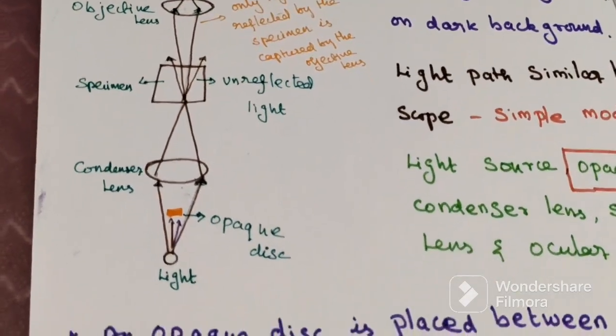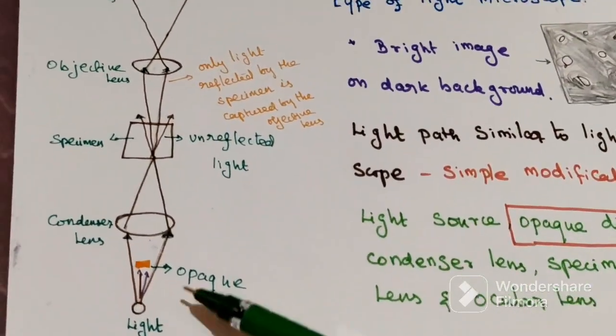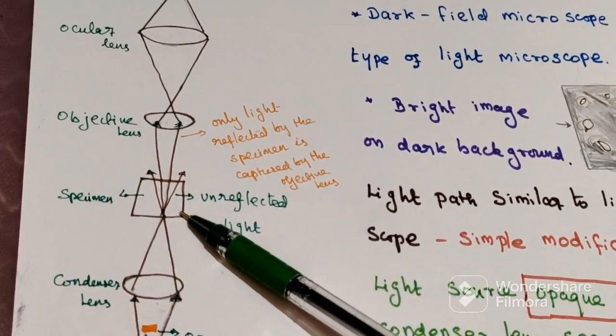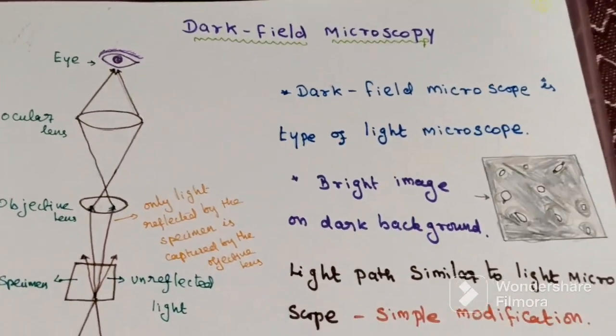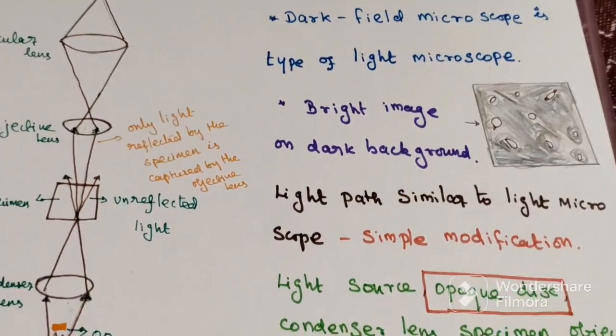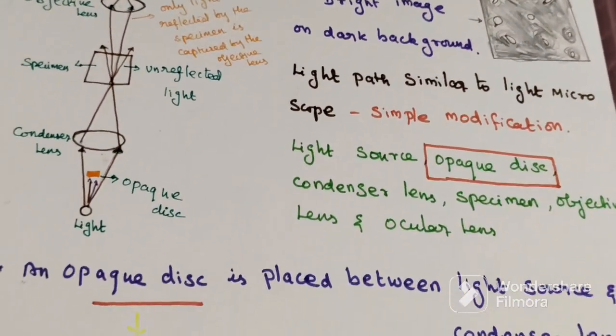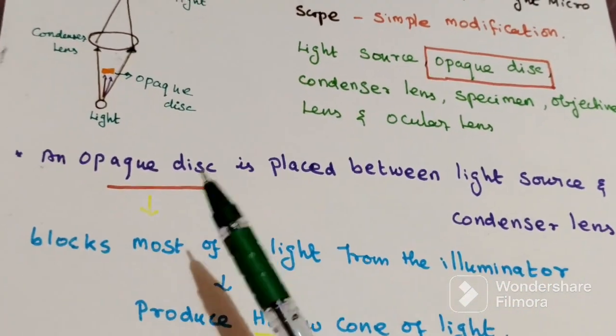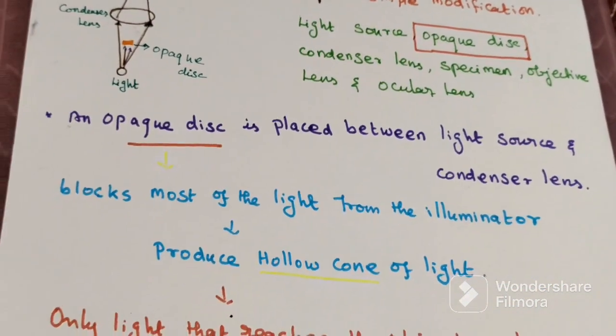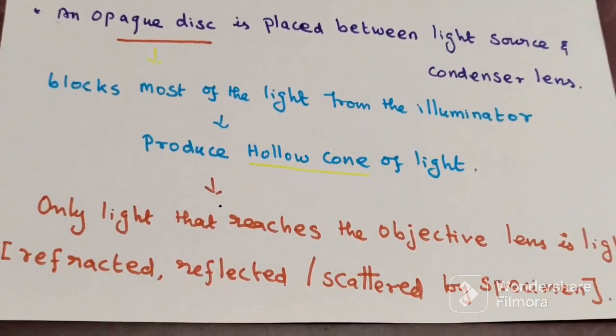So the light source reaches the opaque disc, then the condenser lens, then the specimen, then the objective lens, then the ocular lens, then the eyes. This is the statement form: a bright image on a dark background. The extra part here is the opaque disc, placed between the light source and condenser lens.